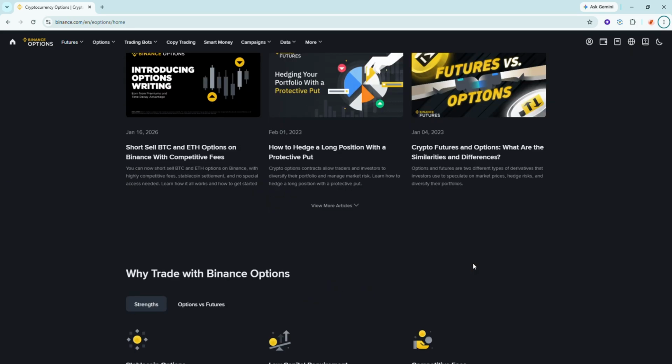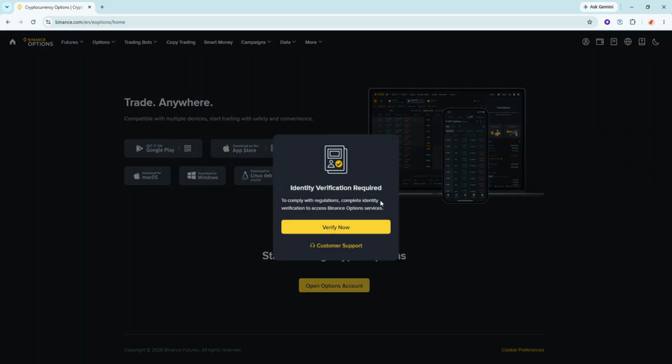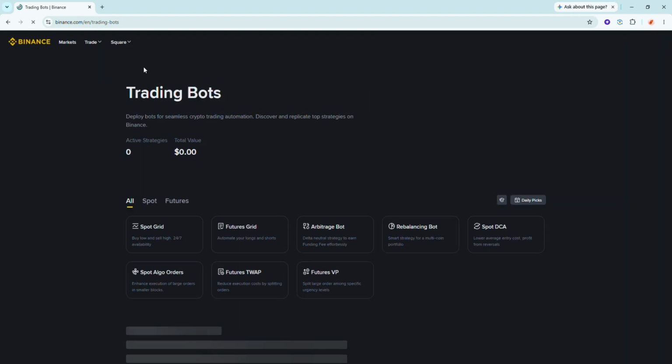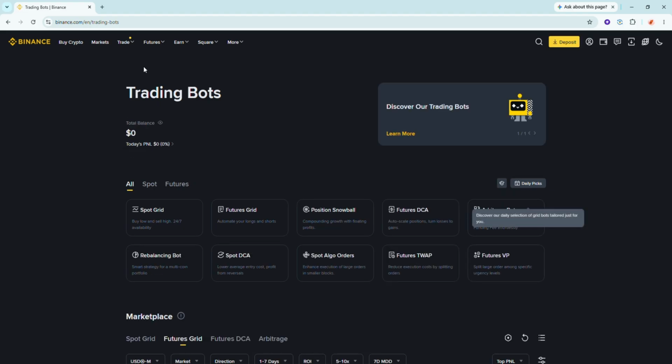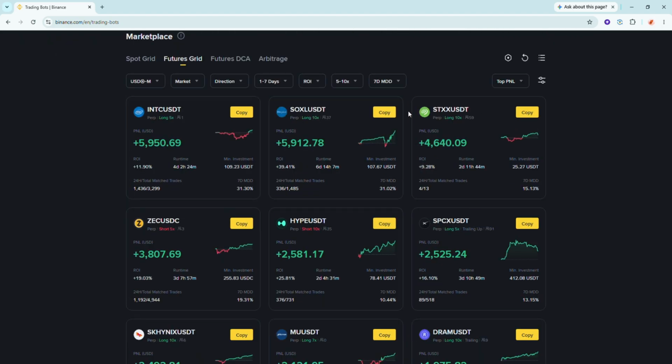If you are in a region where Binance US is not supported, you may see a message saying that the platform is unavailable in your country or region. This usually happens because Binance US operates under specific licensing and regulatory rules which restrict access in certain areas.